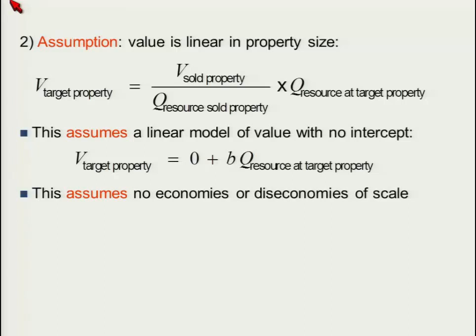It assumes, without explicitly saying so, that value is linear in size. I have not yet seen an appraiser say, "I am assuming value is linear in size." You need to make that assumption if you use this equation. And the assumption is actually that there's a zero intercept: value equals zero intercept plus a slope of b times q. So it's a linear function. It assumes no economies or diseconomies of scale and size. That's what you're doing if you use a linear assumption.